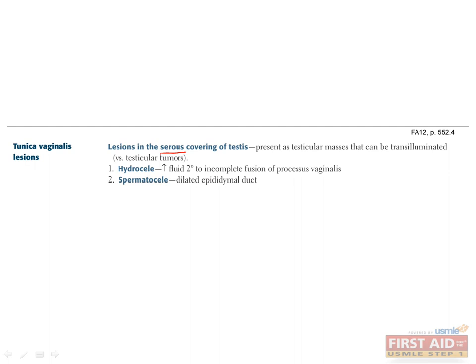Hydroceles are fluid-filled sacs along the spermatic cord within the scrotum, and they occur when there is incomplete fusion of the processus vaginalis. Spermatocele is a dilated epididymal duct that results from epididymitis or physical trauma to the epididymis. So what's different about the fluid in the spermatocele compared with that in the hydrocele? As the name suggests, the fluid in the spermatocele contains spermatozoa.